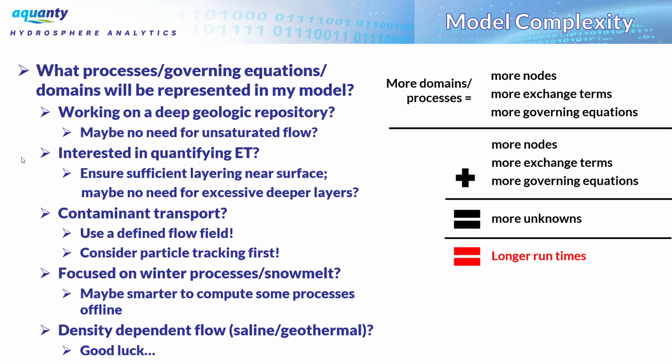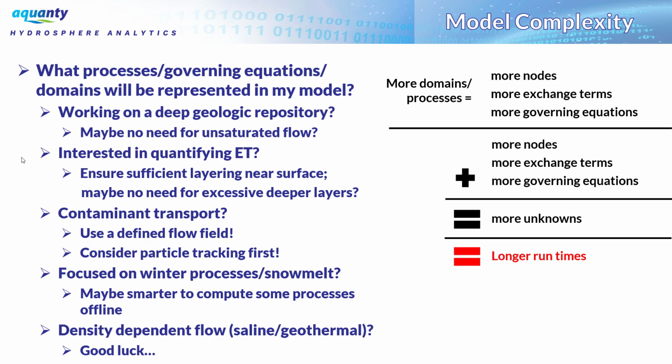So if you're working on a deep geologic repository, for example, that's kilometers below the water table, then maybe it's not really necessary to run a fully unsaturated flow model. Instead, maybe you can run the model in saturated mode, which is a linear equation. It's going to be a lot faster and easier to solve. If you're interested in quantifying evapotranspiration, well, then that's an entirely new set of governing equations in and of itself. If we want to accurately represent ET dynamics near the surface of the soil, then we're going to need to make sure that we have sufficient layering near the surface, but maybe we can decrease the number of layers deeper in the model.